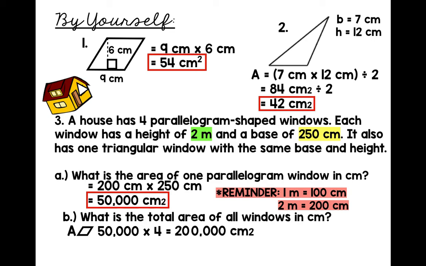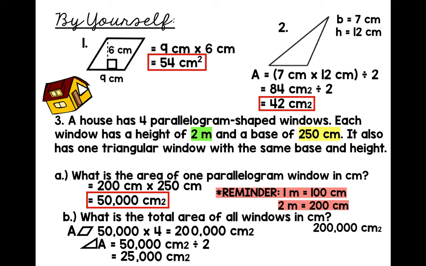Lastly, we're going to add the triangle. So base times height divided by 2. So we have here the parallelogram. We're just going to take this answer and divide it by 2. So 50,000 divided by 2, or 50 divided by 2, is 25. Drop your 3 zeros. So 25,000 centimeters square is your triangle. All right, go ahead and add this together. 200,000 plus 25,000 is 225,000 centimeters square.